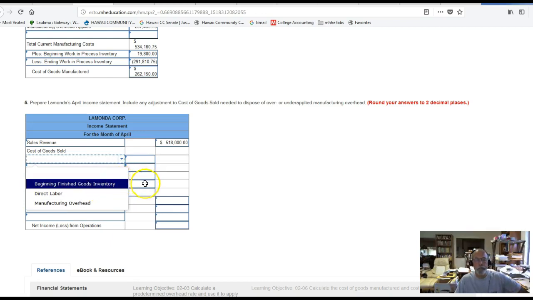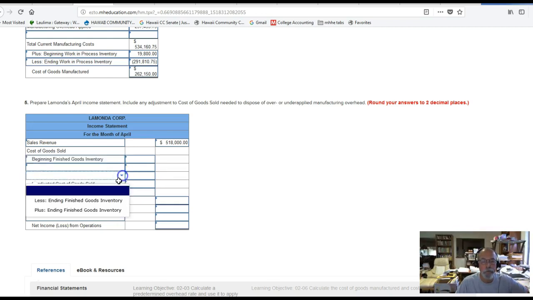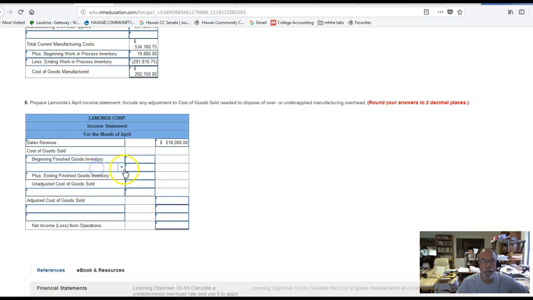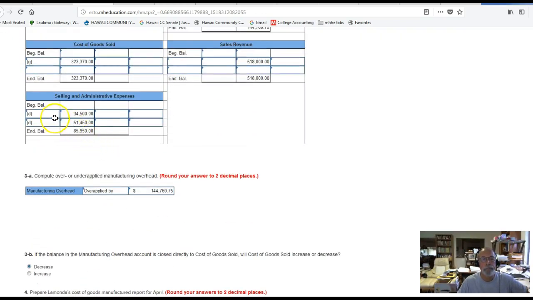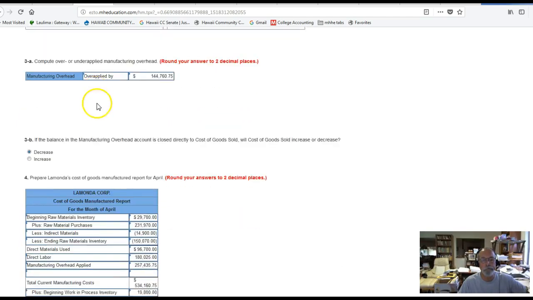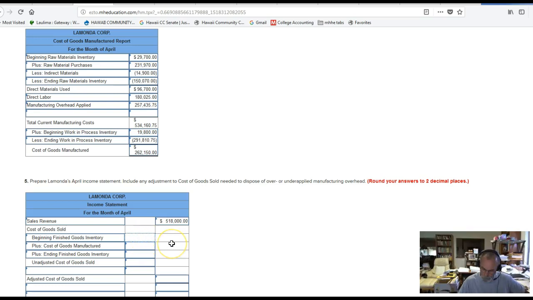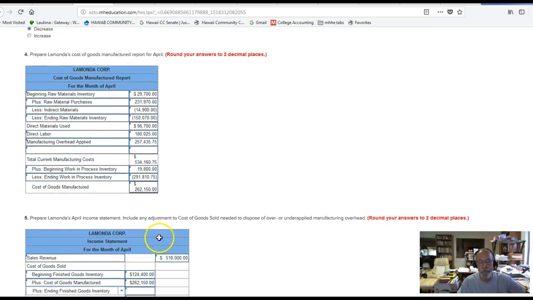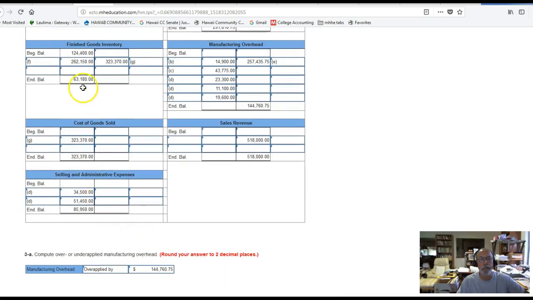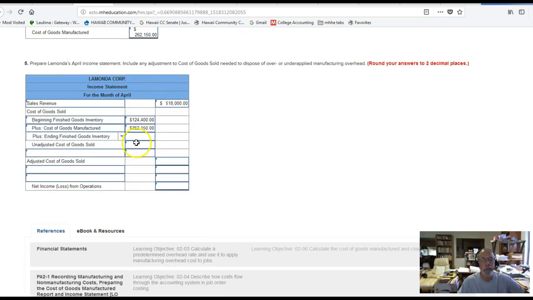We need to add in our beginning finished goods inventory, and we need to subtract out our ending finished goods inventory, and we need to show our cost of goods manufactured in the middle. So our beginning finished goods inventory is 124,400. Our cost of goods manufactured, off the statement, is 262,150. And then our ending finished goods inventory, off the T account, is 63,180. And that's subtracted. I show that as plus here. It should be subtracted. Less ending finished goods inventory, minus 63,180.